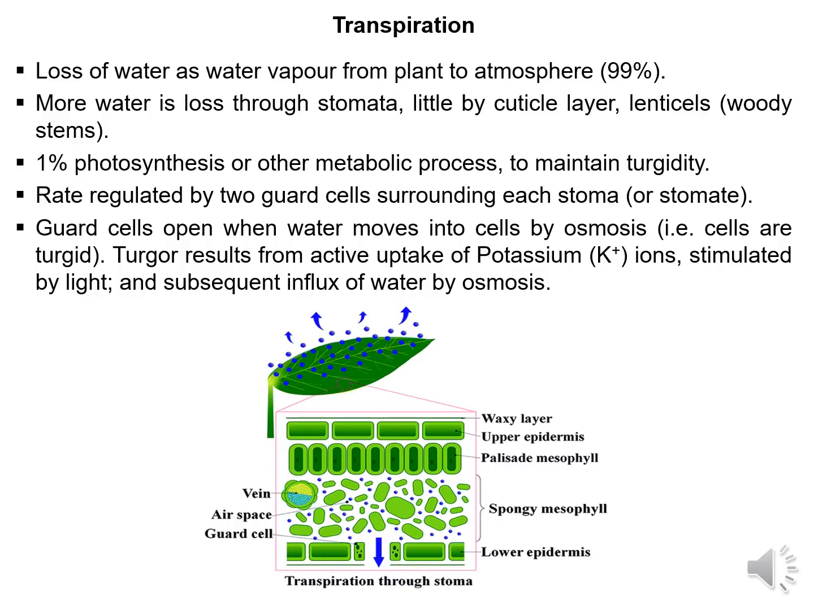The rate of transpiration is regulated and controlled by guard cells which surround the stomata. We will see how the guard cells control the opening and closing of the stomata, and finally determine the rate of transpiration. Guard cells will open when water moves into the cell by osmosis, creating turgidity. The turgidity results from active uptake of potassium ions stimulated by light and the subsequent influx of water by osmosis. This event normally takes place during the daytime.